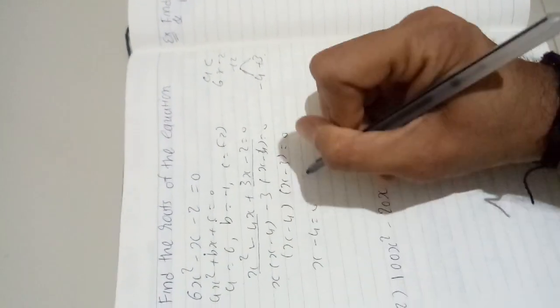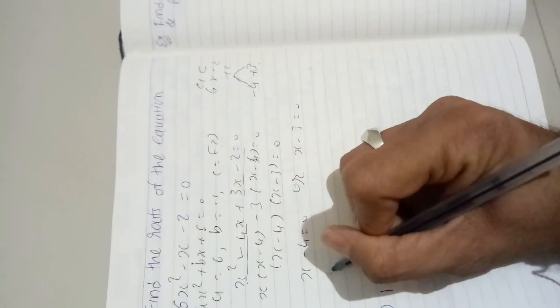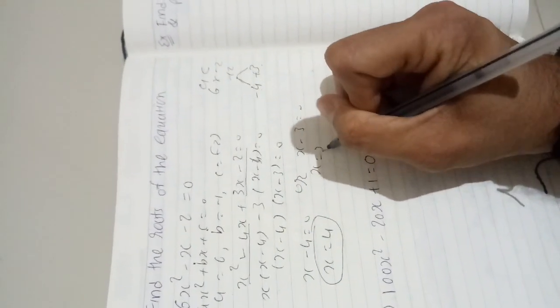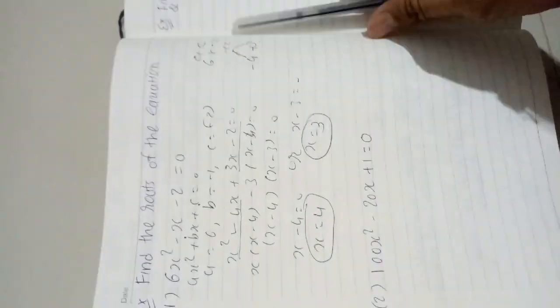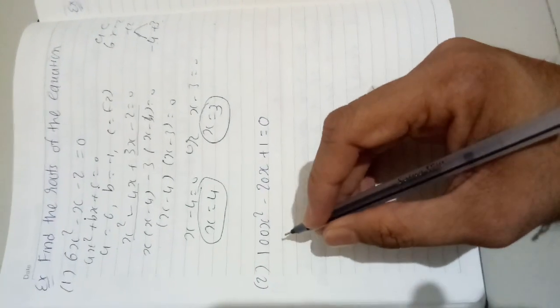x minus 4 is equal to 0, or we can say that x minus 3 is equal to 0. So x is equal to 4 or x is equal to 3 are my two roots of this equation. Let us check another example.